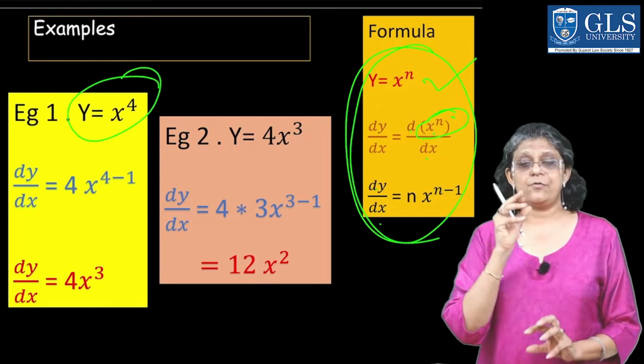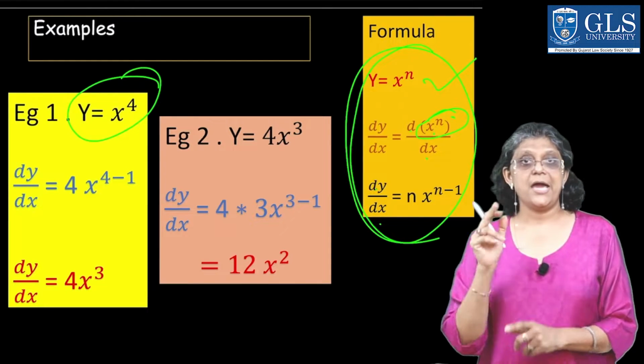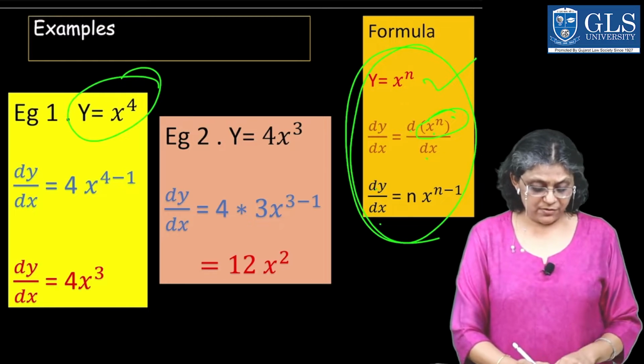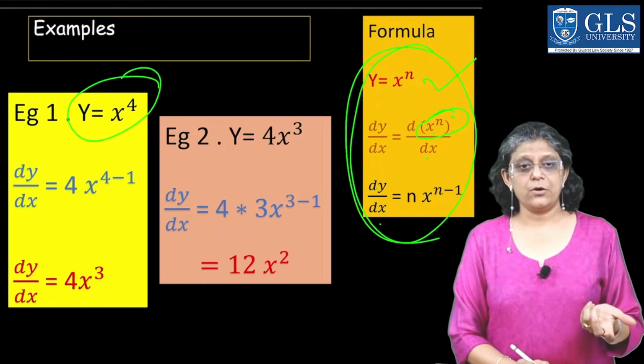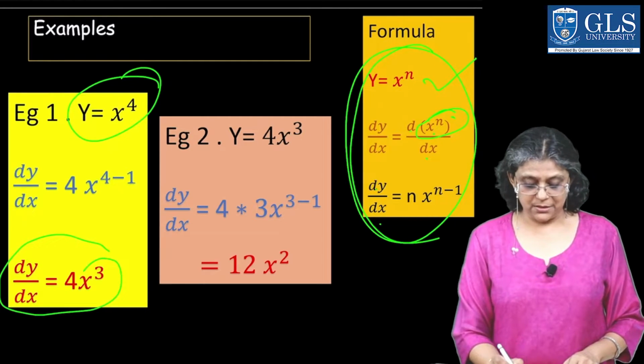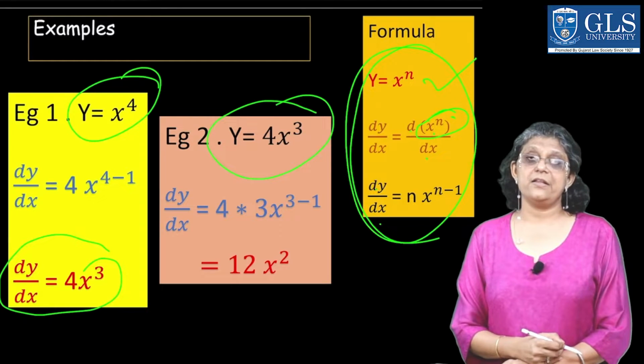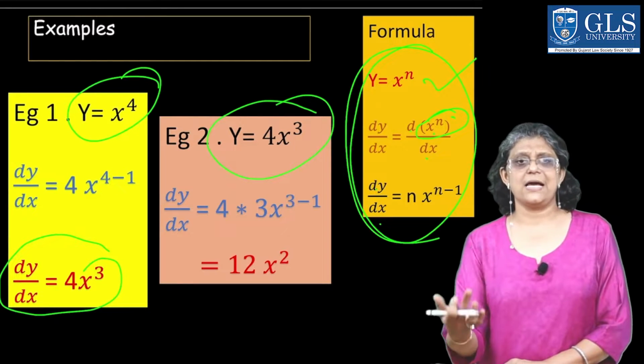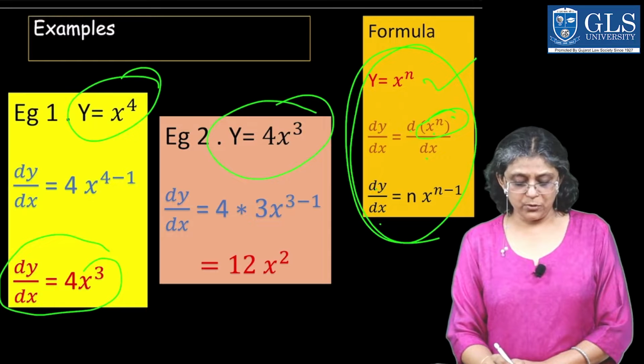4 is the power, so 4 into x raised to 3. One power is reduced. So it is a give and take relationship. So my answer is this thing. Again, if I take the derivative of, suppose I am giving you another example, 4x cube, then what will happen next?